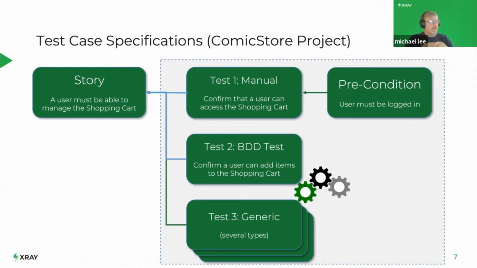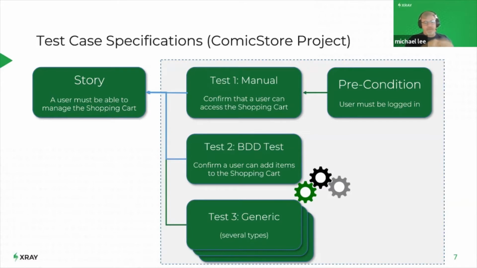We're going to look at our demo environment first. We have a story, and it's a user managing a shopping cart. We're going to have 3 sample tests. There are 3 test types in Xray, and one of each of those is displayed there. We have a manual test type, a BDD test type, which is a Cucumber-based behavioral test, and then we have the third type, which is generic.